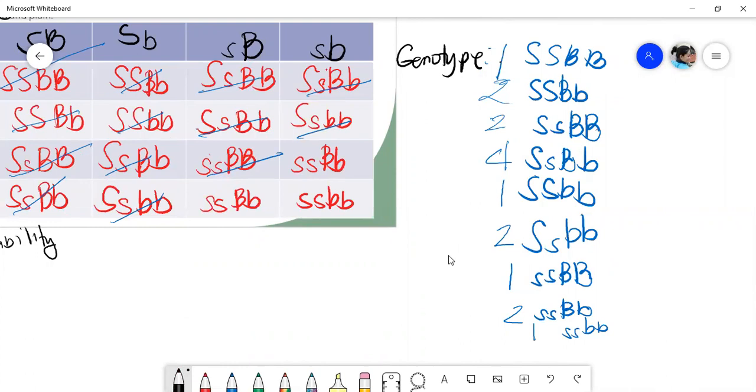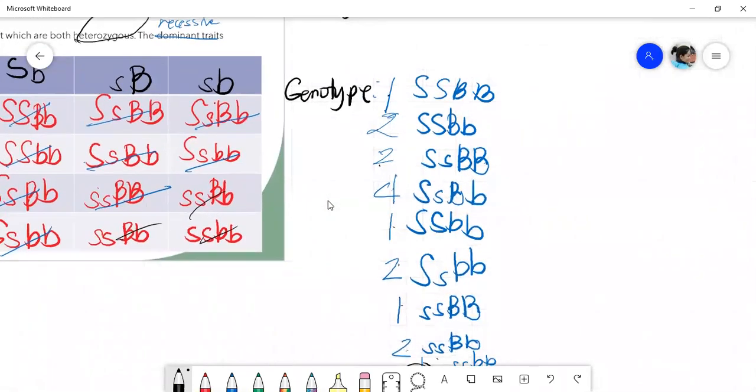So, 1 plus 2, 3, plus 2, 5, plus 4, 9, plus 1, 10, then plus 2, 12, 13, 14, 15, 16. So, the total should be 16, to make sure it's correct, because there are 16 offspring inside your Punnett square. Okay? So, let's identify how many of these are spotted black-eyed.